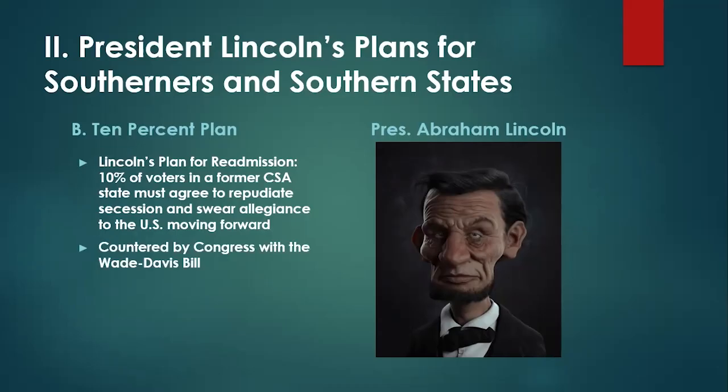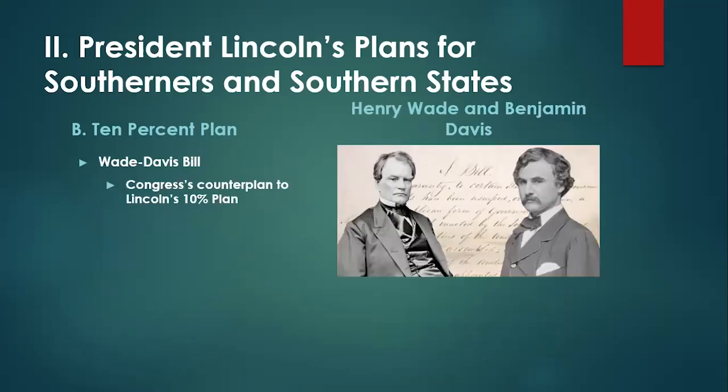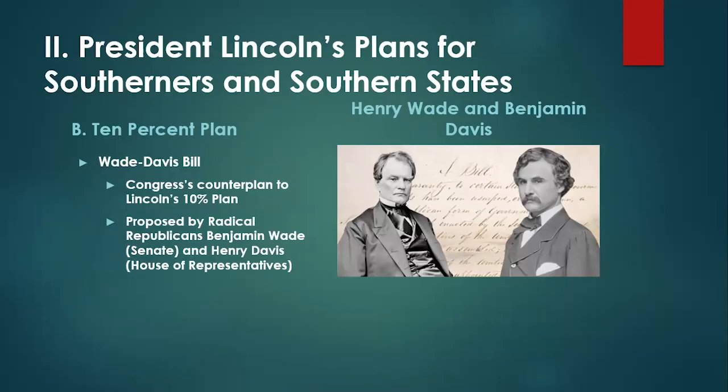Okay, Congress made a counter plan known as the Wade-Davis Bill. So the Wade-Davis Bill, again, we need to understand, is Congress's counter plan to the 10% plan. It was proposed by a couple of radical Republicans. Remember, those were the guys who were wanting such radical things like an end to slavery and basic civil rights and citizenship for African Americans. So radical, I know. But this was led by radical Republicans, Benjamin Wade, who was a senator, and Henry Davis, who was a congressman in the House of Representatives.